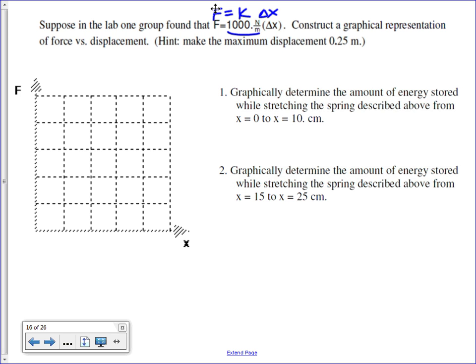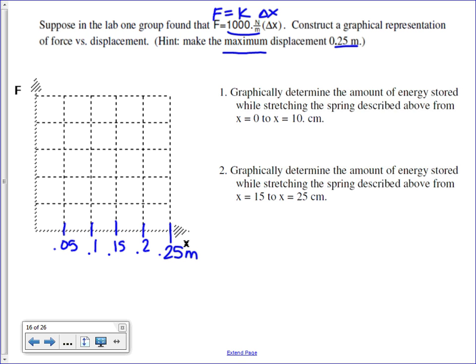Construct a graphical representation of force versus displacement, and it tells us to make our maximum displacement 0.25. So what that means is on my graph, I'm going to want to make my maximum displacement 0.25 meters. So since 0.25 is divided into 5 squares, what that means is this must be 0.05, this must be 0.1, this must be 0.15, this must be 0.2, and then 0.25 is the last one.